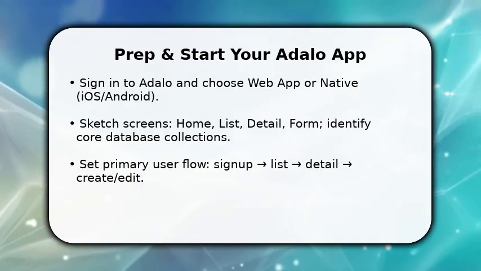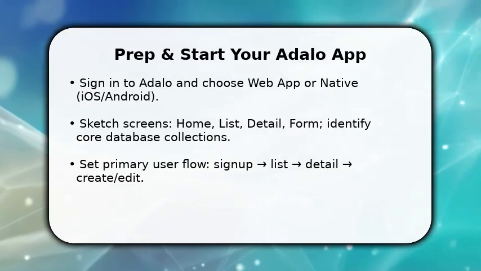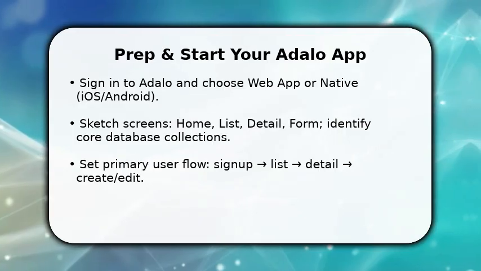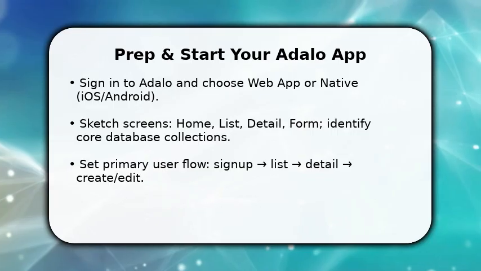You'll begin by choosing a platform in Adalo, web, or native, because that affects navigation and components. Once done, create a new app and add 3-4 placeholder screens: home, list, detail, and form.